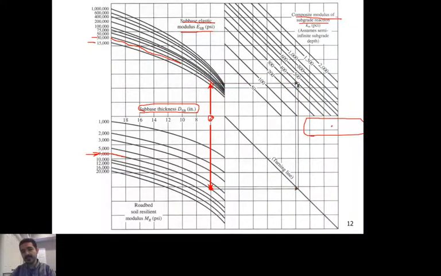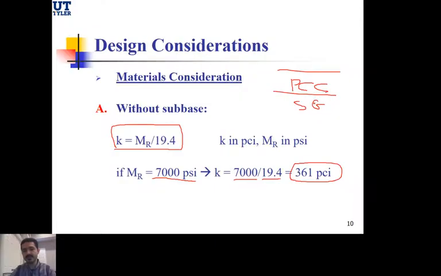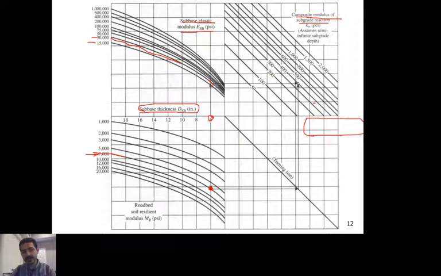So again, if I want to go back, I identified that I was told I have a structure of 3 layers. I have a PCC layer, a subbase, and a subgrade. So I cannot go with the scenario without the subbase; this one is with a subbase. I need the thickness of the subbase, which was 6 inches, the modulus of the subbase, which was 20,000 psi, and the resilient modulus of the subgrade, which is 7,000 psi.